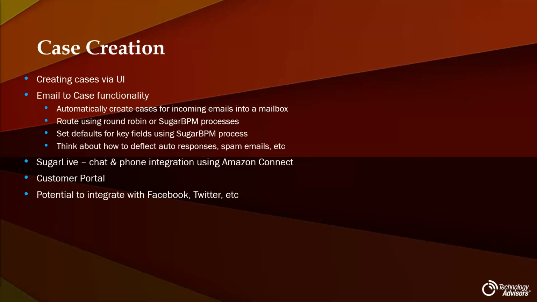There is also functionality to create cases automatically from email. So you can set up Sugar to connect to one or more email mailboxes. And then every time an email comes into that mailbox, it's going to create a new case for it, unless it's got a case number in the subject line, in which case it will link it to that existing case. It gives you some options for how to route that case to who gets assigned. Justin's going to talk more about that in a few minutes. You can set defaults for key fields using Sugar BPM processes, so automated workflows.